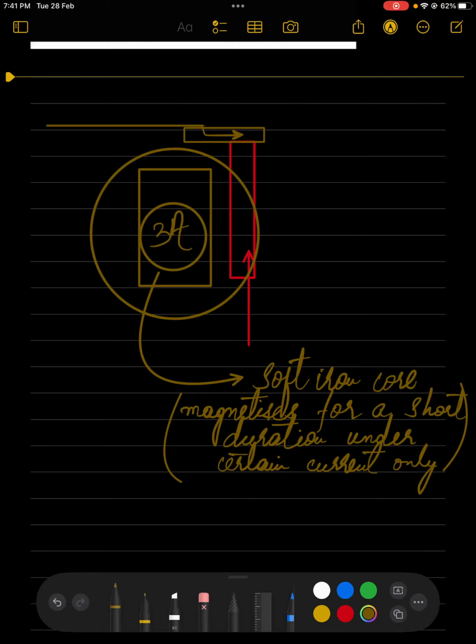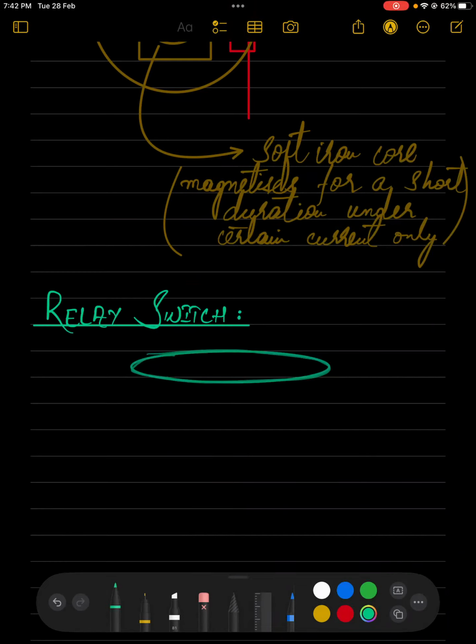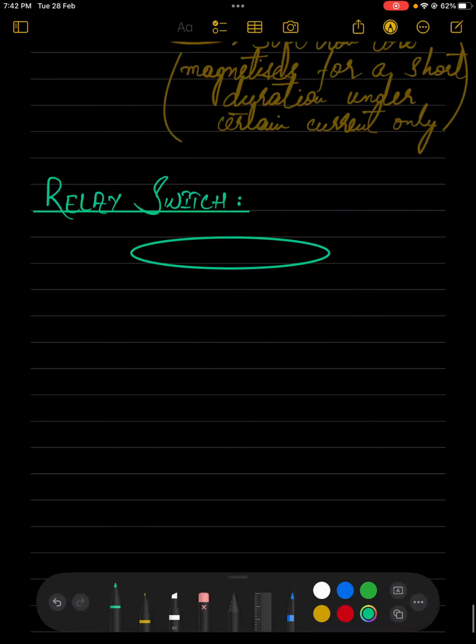Now we are moving on to the last topic of electromagnetic induction, and then we'll be done with this chapter. The last topic is relay switch. So basically what happens over here in the relay switch is that you are going to have a glass frame which is vacuum filled, and it won't be having any sort of air or gas present inside.